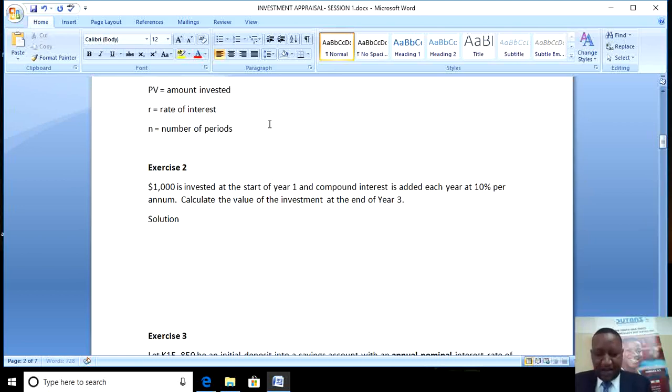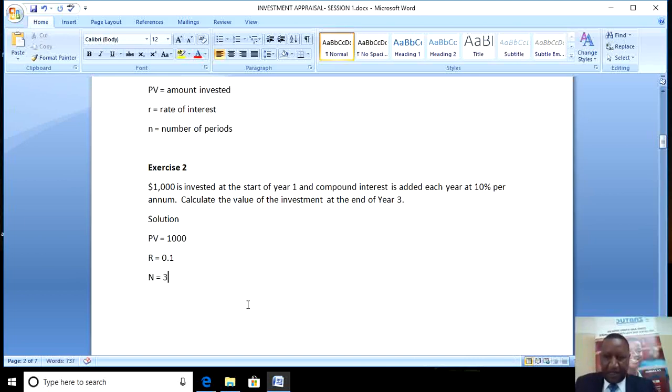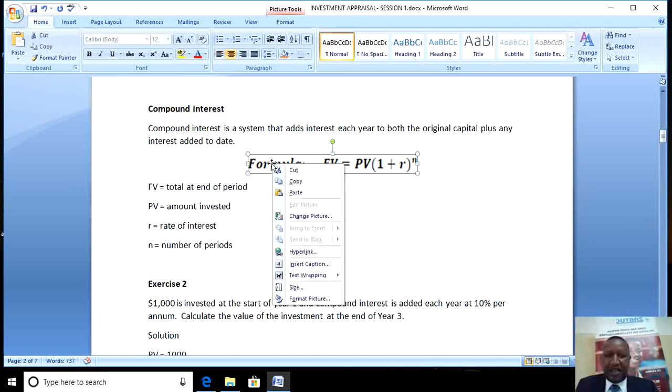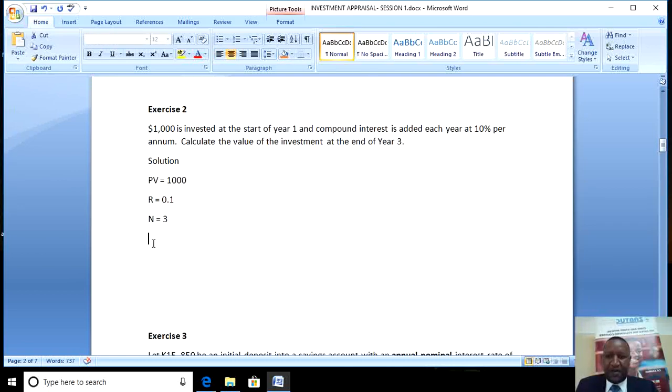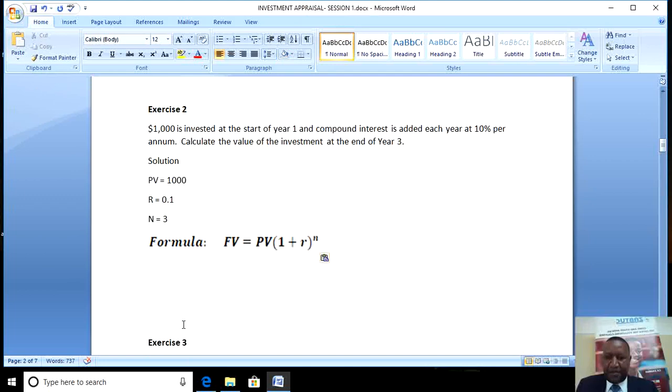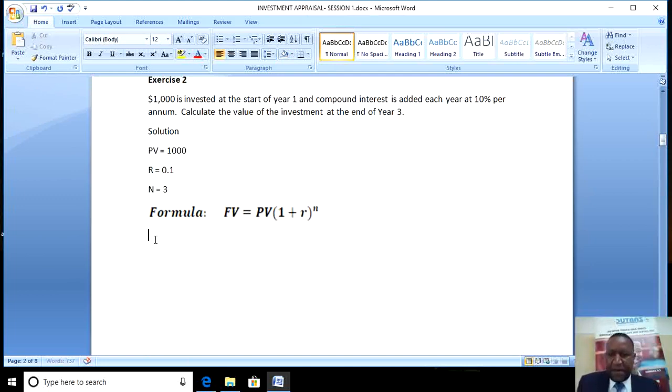So identify the variables that are given. You have your PV given, present value, that's the 1,000 invested now. What else are we given? The R, our R is 0.1, 10%. What else do we have? N is given as well. N is 3 years. So how much will be in the account at the end of 3 years? Interest compounded per annum.